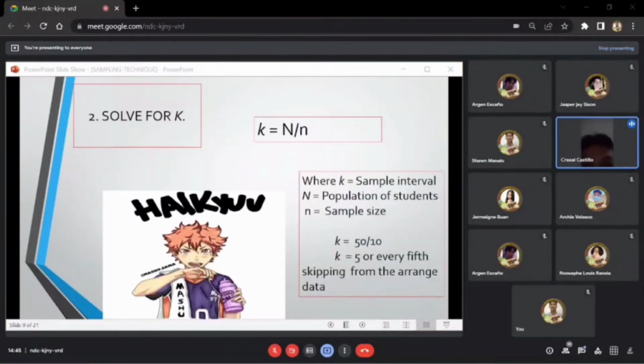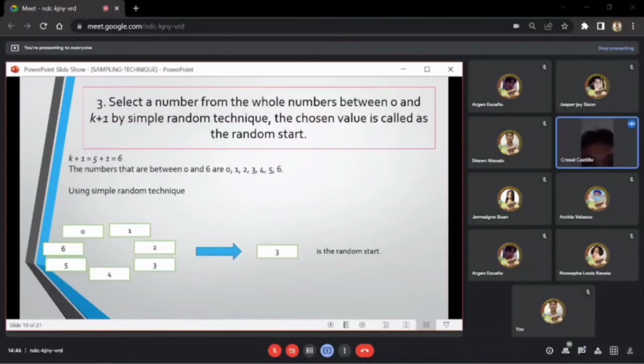To solve for k, where k is equal to big N over small n, where k is the sample interval, big N is the population of students, and small n is the sample size, k is equal to 50 over 10, and k is equal to 5, or every fifth skipping from the arranged data. For step 3, select a number from the whole numbers between 0 and k plus 1 by simple random technique. The chosen value is called the random start.